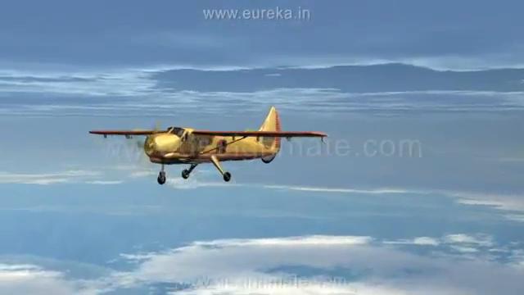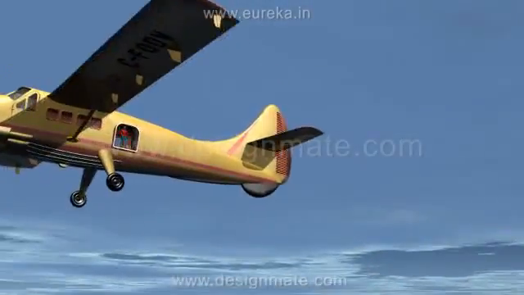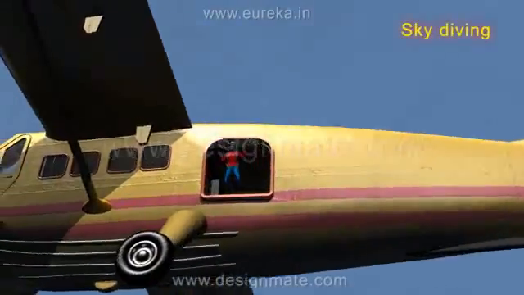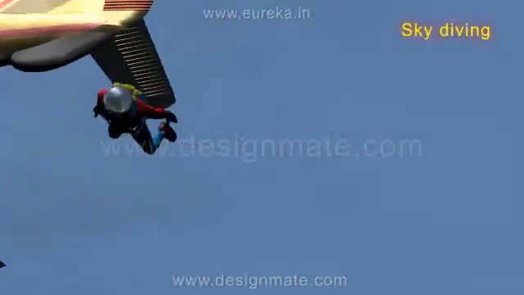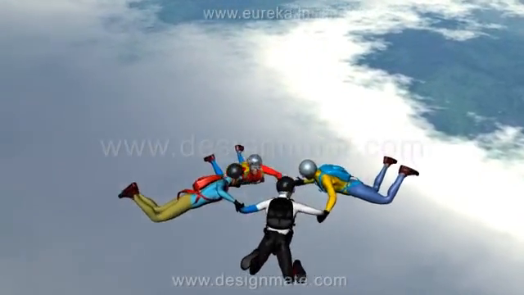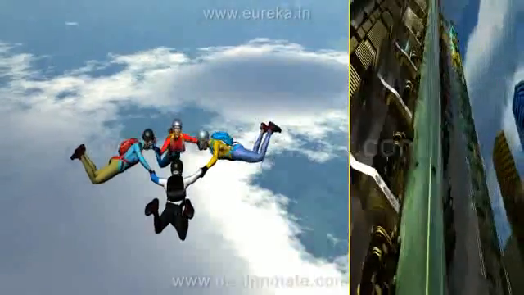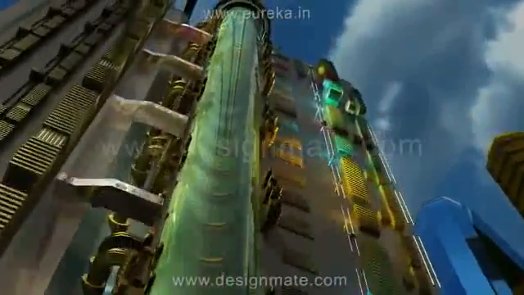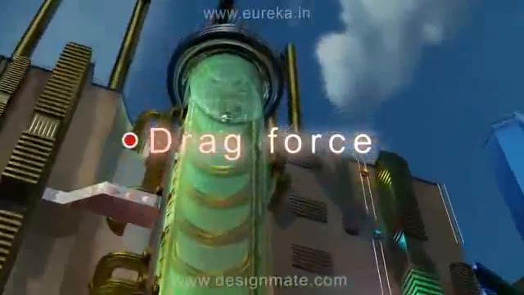Have you ever seen skydivers sailing through the sky? Don't you feel amazed to see them? You might wonder how they control their speed during flight. To understand this, let us first have a look at the concept of drag force.